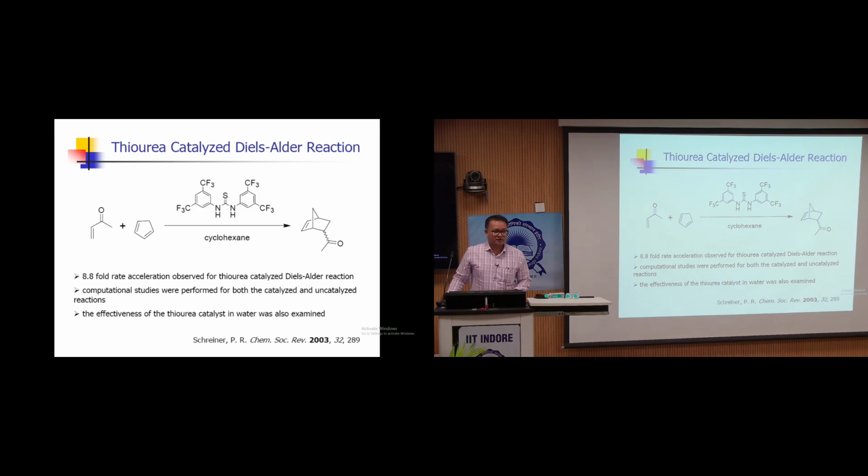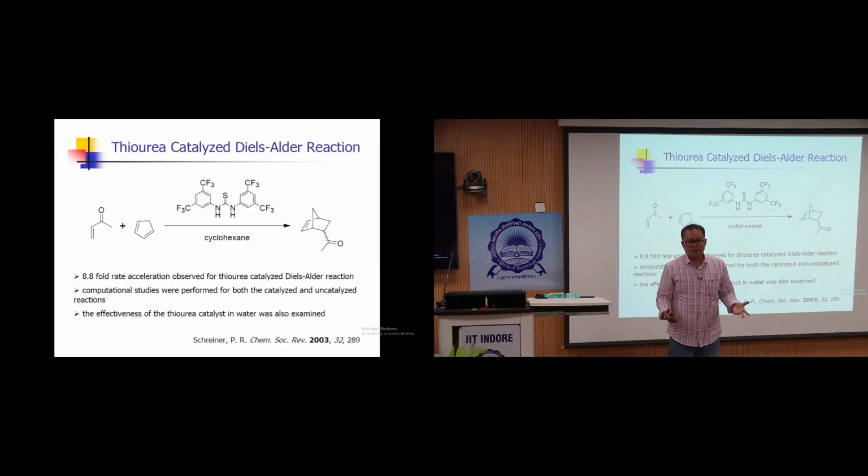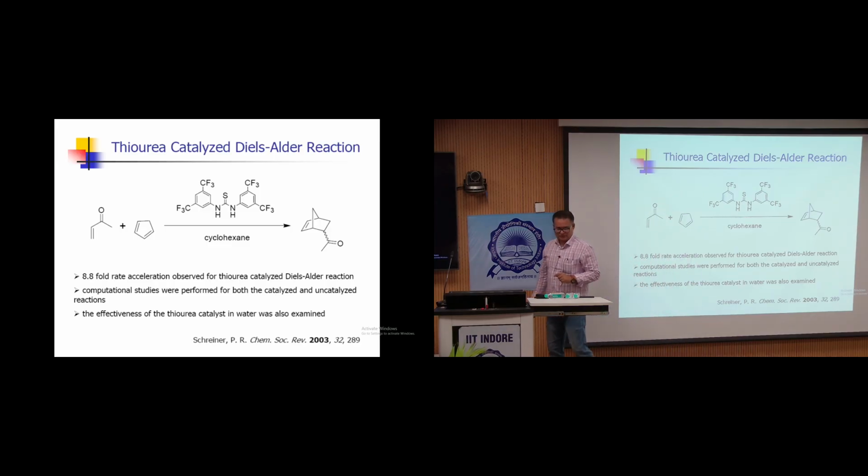Much more effective in water. See, this is also very important. You are doing a reaction with only organic molecules. You can ask my students whether they tried to dissolve these molecules in water. They will not dissolve, because they are organic molecules. But in this reaction, you use water as a solvent, you replace the cyclohexane. They have done these studies and found that these cycloadditions can be catalyzed with this thiourea catalyst to give this Diels-Alder reaction, and that's in water.